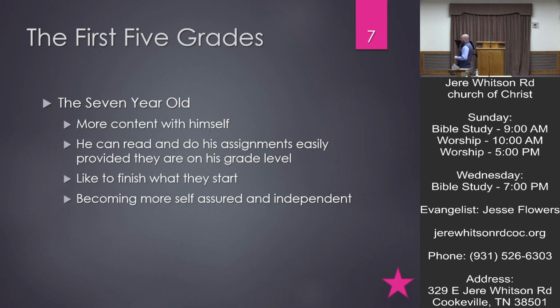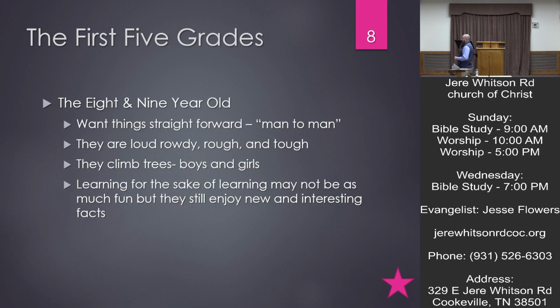The 7-year-old can be more content with themselves. They can read and do their assignments easily, provided they are on his grade level. And so as long as the assignment is tailored to their grade level, then they are going to be more apt to be able to do it. And at this point in their lives, they do like to finish what they start. And they're starting to become more independent and more responsible with certain things, and you need to take advantage of that. The 8 and 9-year-old, they want things straightforward or man-to-man, and so they're learning pretty quickly when you're trying to beat around the bush.